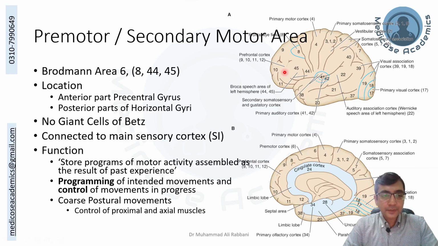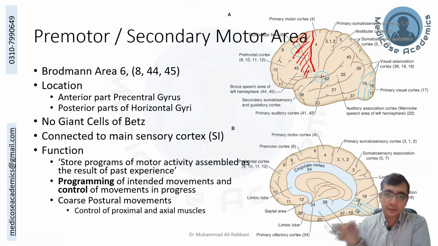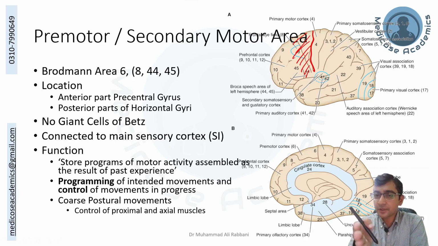Let us move on to the next segment, the premotor area. This motor area is denoted by Brodmann's areas 6, 8, 44, and 45. All of these areas are involved in the premotor area. Technically speaking, they are present on the anterior aspect of the precentral gyrus or precentral sulcus, or the posterior aspect of the precentral gyrus. If you push your hand through the precentral sulcus, the anterior aspect will touch the posterior aspect of the precentral gyrus.